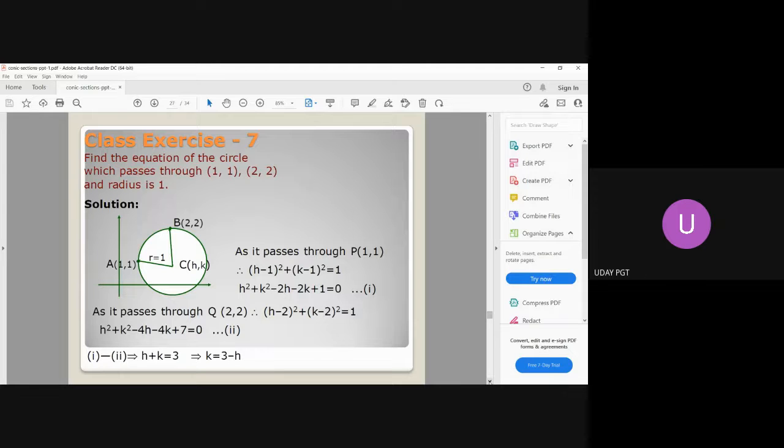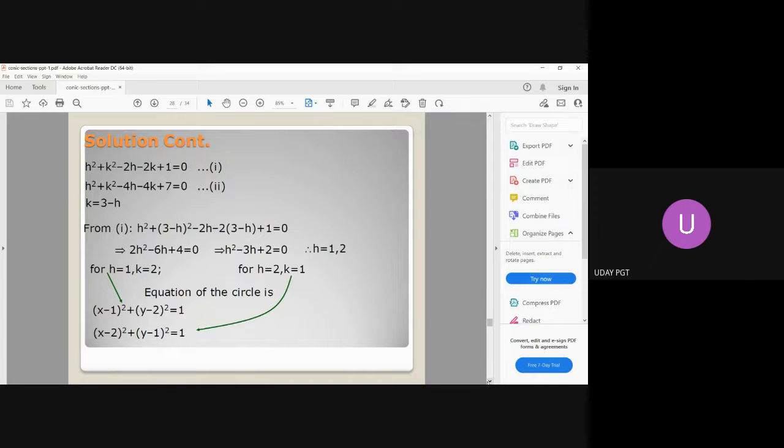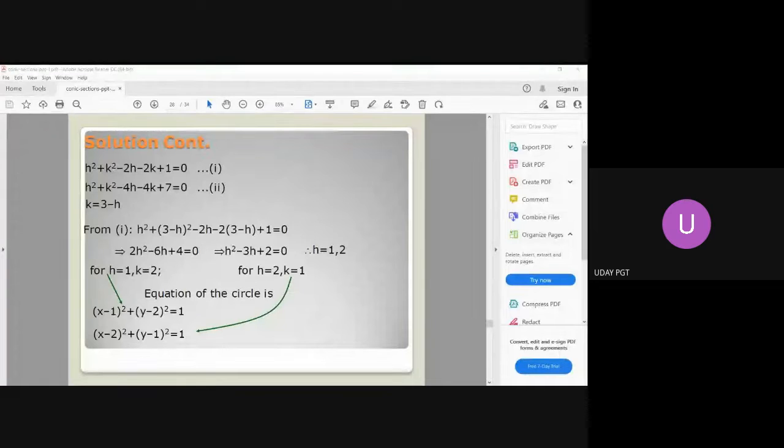On subtracting and solving these two equations, we get the relation between h and k. Substituting in any one equation, you get a quadratic equation in terms of h, and the h values are 1 and 2. If h is 1, k is 2; if h is 2, k is 1. Then the equation of the circle is x minus 1 whole square plus y minus 2 whole square is equal to 1. Like this, different problems will be there, and only when you go through different problems is it possible for you to learn.